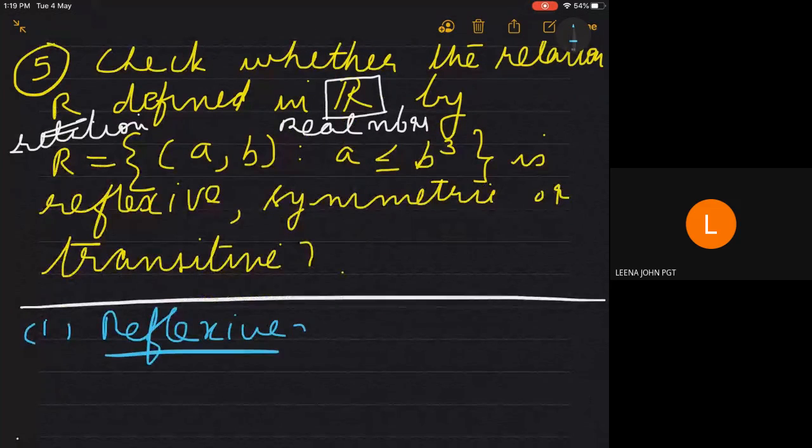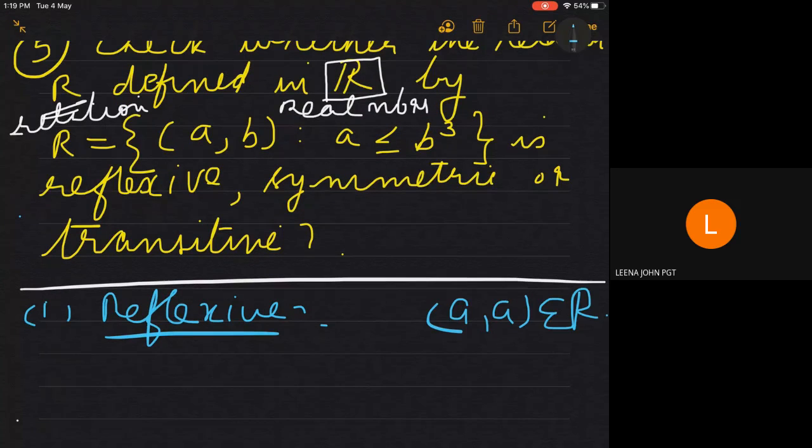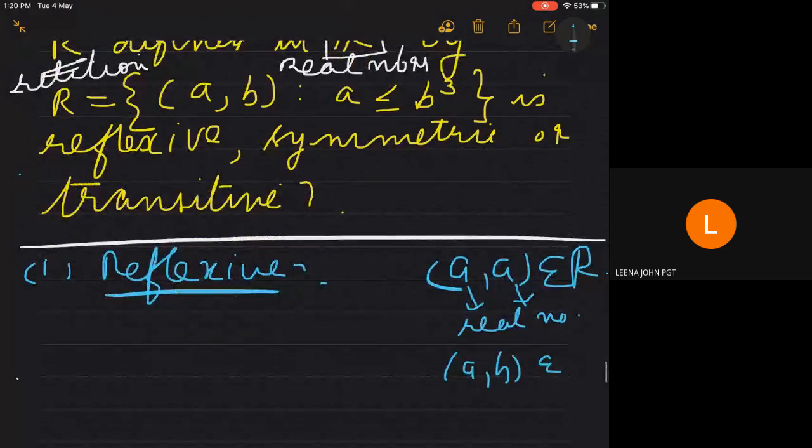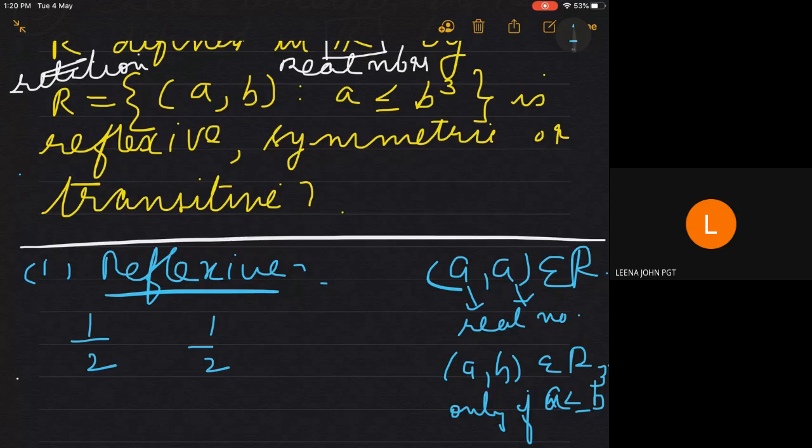Now your mother set is the real numbers. To check whether it is reflexive or not, (a, a) must be present in R for every real number. So this only you have to check. Now, (a, b) is in R only if a is less than or equal to b cube is true. So you check with anything, say 1/2 and 1/2, whether (1/2, 1/2) is there in R or not. What you need to check here?